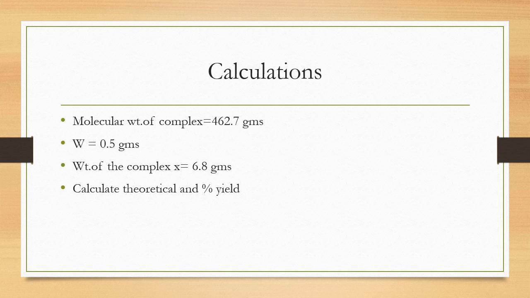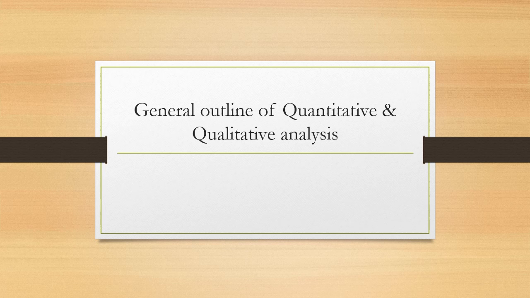Again, for calculations we need the molecular weight of the complex, which is 462.7. Then the supplied W, that is the weight of the metal, the major component mixed with impurity. So we require both these for calculation, and then we can calculate.